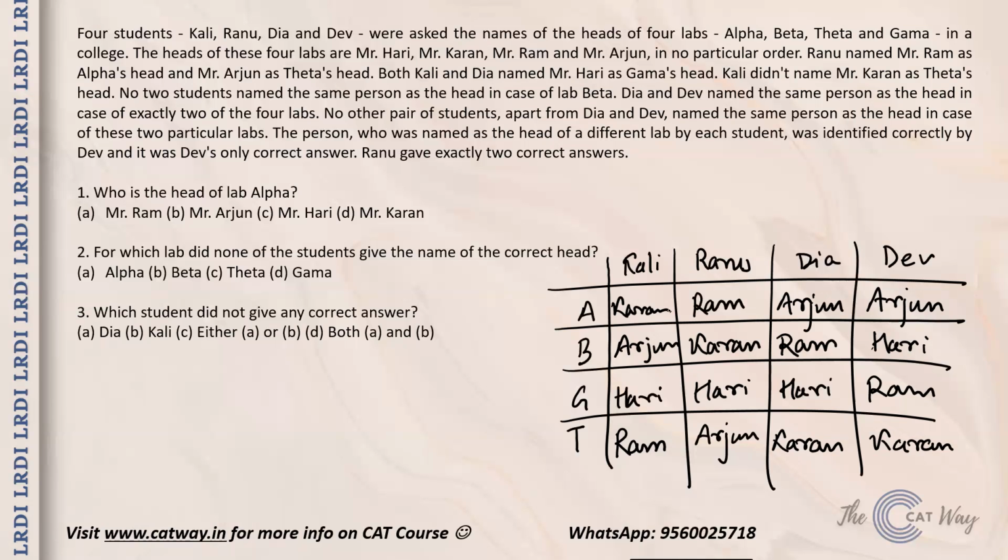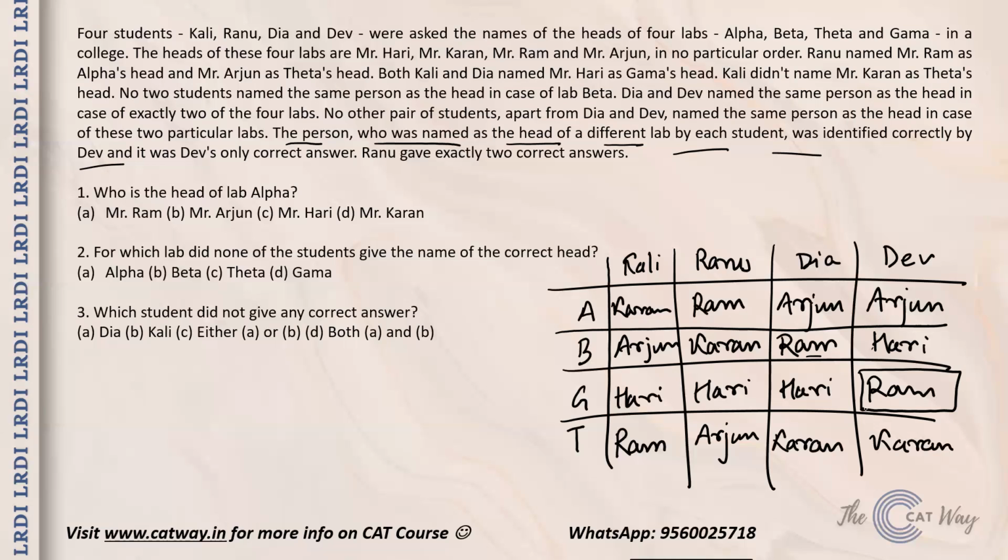Now guys, the person whose name was given by all four people in a different row, take care. Now you read this line, this is going to help you. The person who was named as the head by a different lab by each student was correctly identified by Dev. So that person is Ram, who has been named in Alpha, Beta, Gamma and Theta. Because that is the right answer by Dev, this is the person who is the head of Gamma. So Mr. Ram is the head of Gamma.